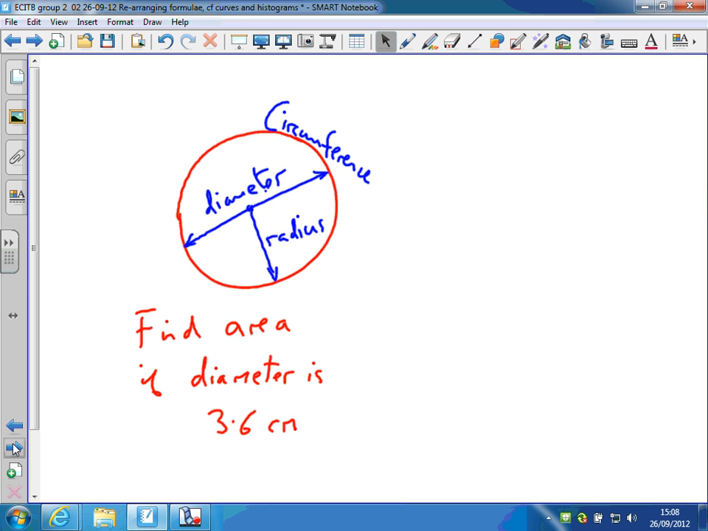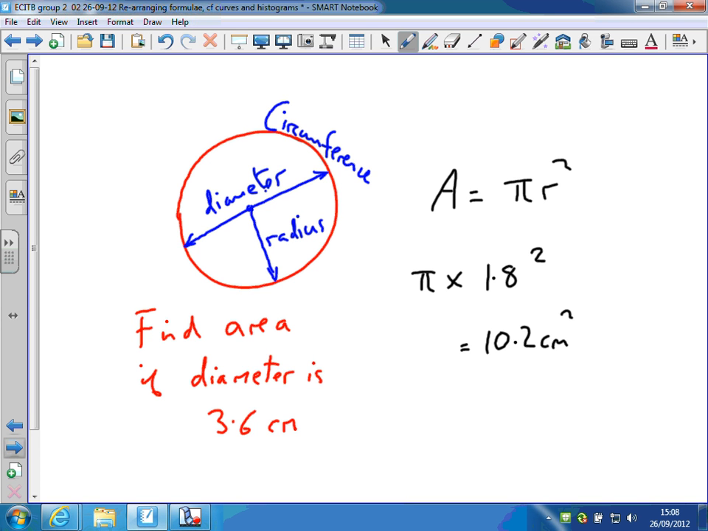This one, well, area of a circle, pi r squared, as you know. So what we're going to key into the calculator: pi times the radius, which is a half of the diameter, squared. Hit the x squared button, equals. Answer? 10.2 unit. Centimetre squared. Good. And did you round it?